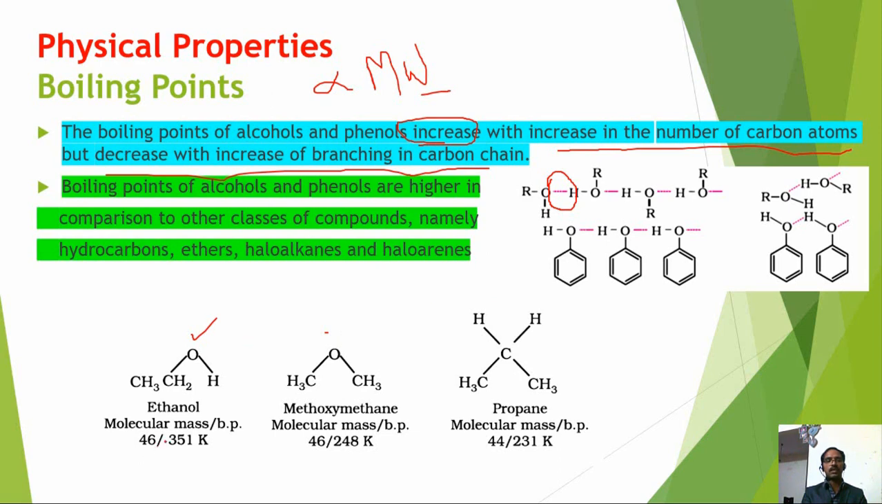See here, in case of alcohol, 351 Kelvin is the boiling point. In case of ether, 248, almost 100 variation. Here ether and hydrocarbon have little variation, but decreasing. See, when we are comparing these boiling points, we have to take almost equal molecular mass. See here 46 molecular mass, 46 molecular mass, here 44 molecular mass.